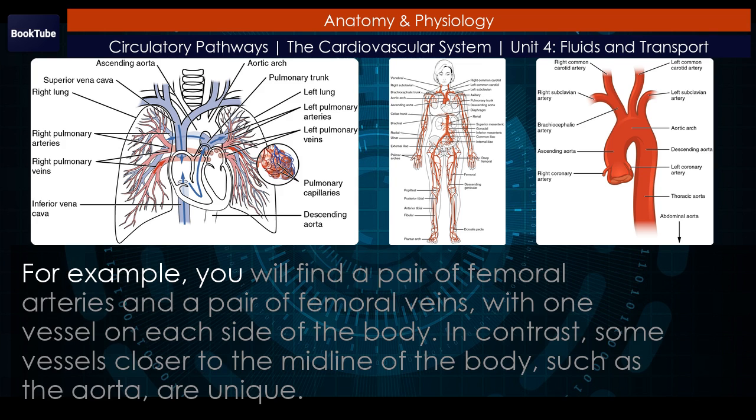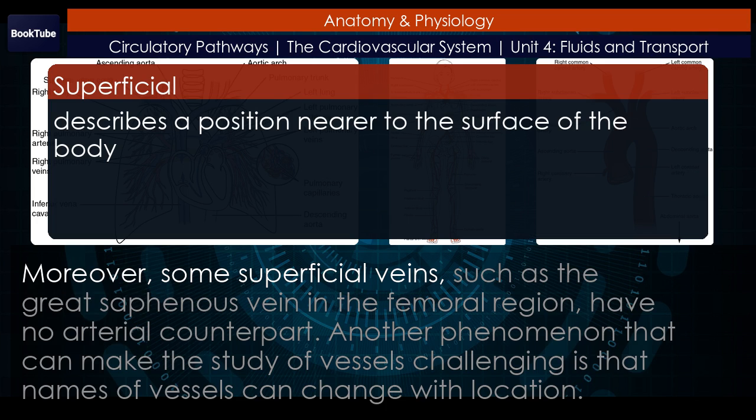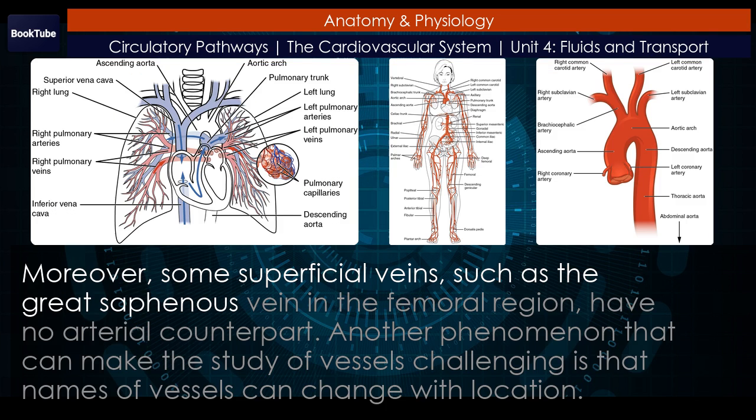For example, you will find a pair of femoral arteries and a pair of femoral veins, with one vessel on each side of the body. In contrast, some vessels closer to the midline of the body, such as the aorta, are unique. Moreover, some superficial veins, such as the great saphenous vein in the femoral region, have no arterial counterpart.